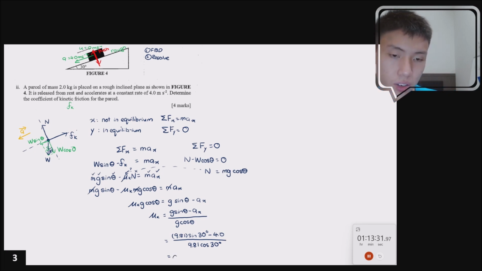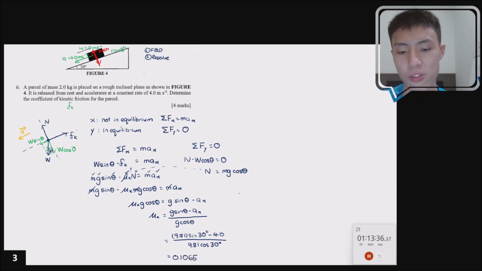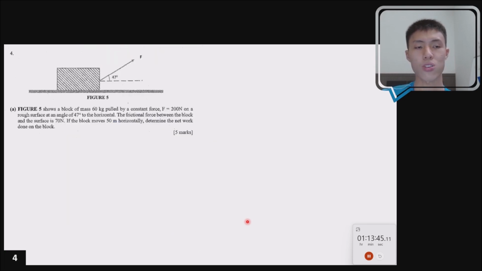Okay, so we get 0.1065. This is the coefficient of kinetic friction. What's the unit? There's no unit for this coefficient. So that's it for question 3b2. Let's move on to the next one. Question 4.